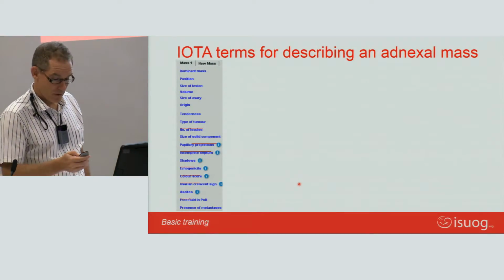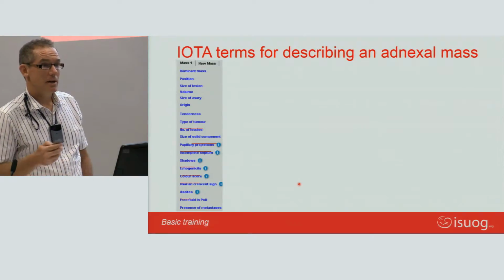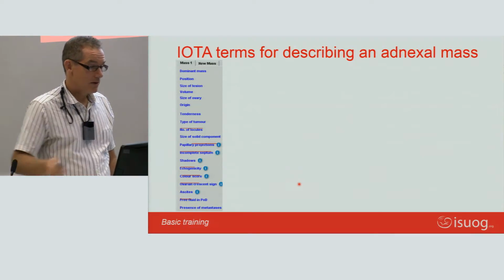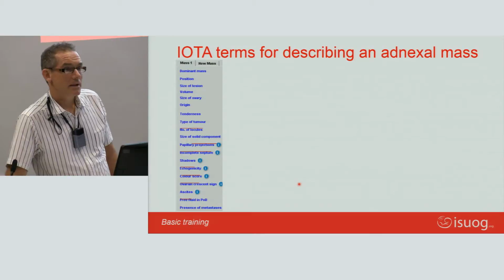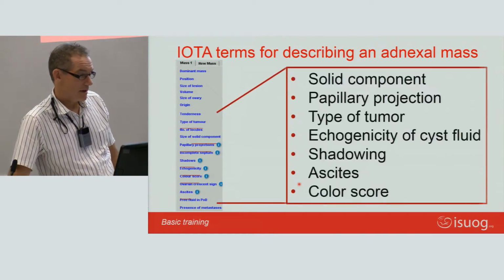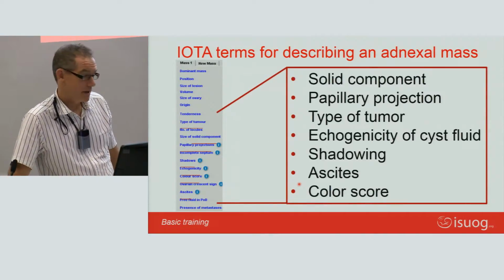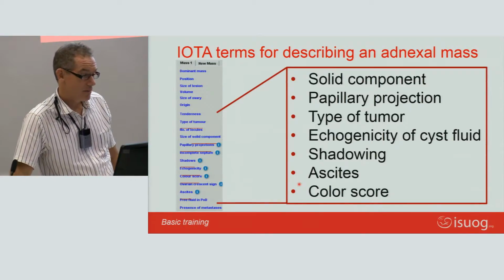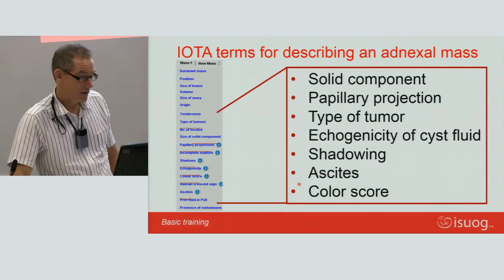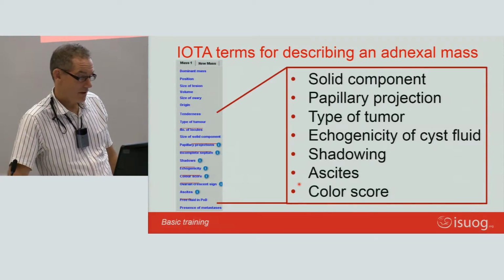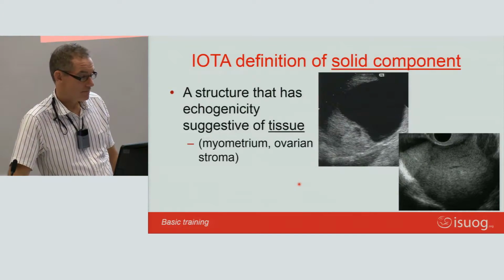Okay, so basically what I want to do in the next couple of minutes is just take the IOTA and look at the way they describe an adnexal mass, so you can see what we mean by speaking the common language. Those are all the features that they mention in the paper: solid components, papillary projection, type of tumor, echogenicity of cyst fluid, shadowing, ascites, and the color score.